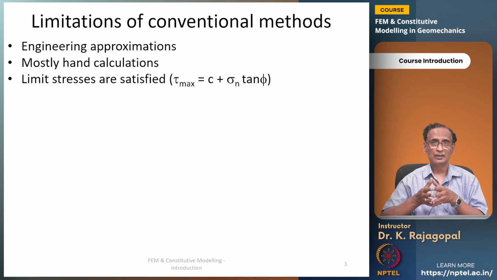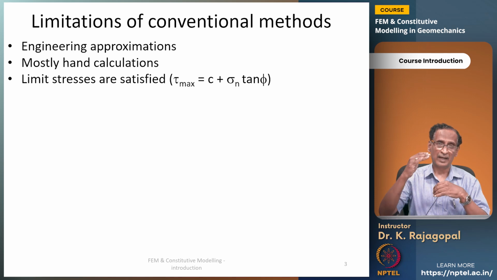and we will be anyway satisfying the limit state of stresses, that is the maximum shear stress tau is c plus sigma tan phi.